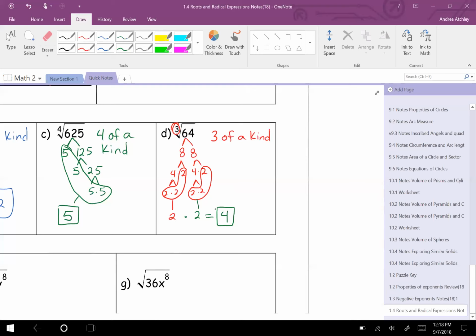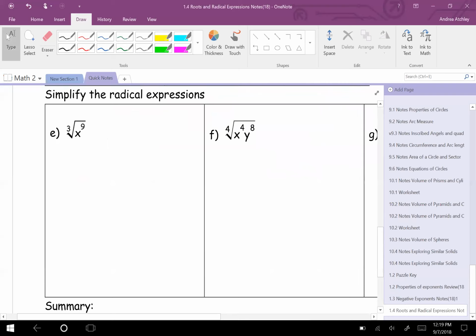Any questions over that? If there's more than one group of 3 of a kind, or 4 of a kind when you're looking for 4's, then you just multiply those 2 groups together. Does that make sense? Okay. So let's see what happens when we have variables.